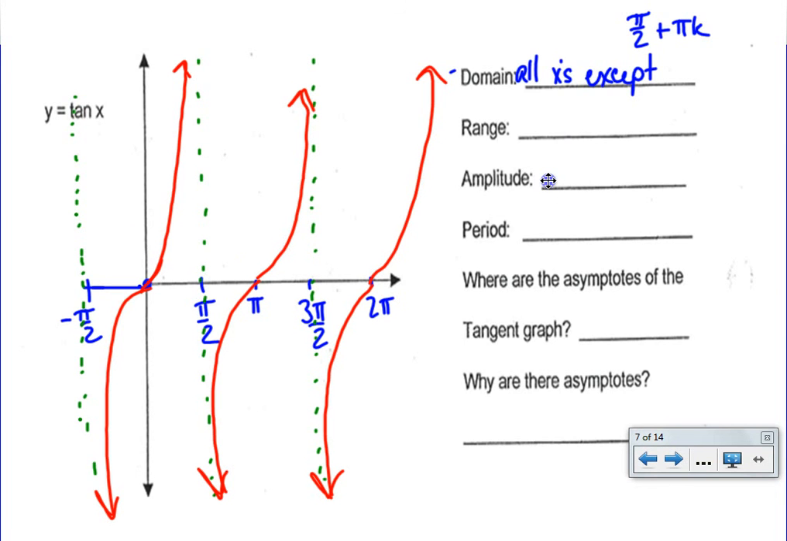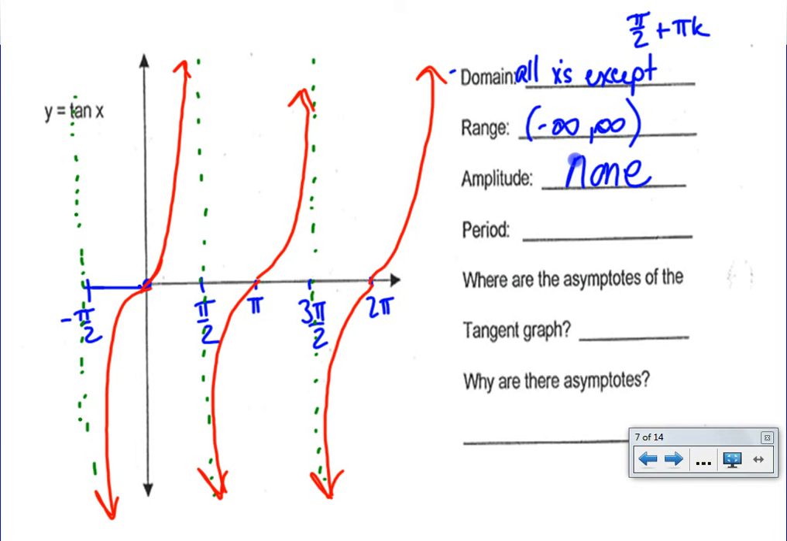Talk to me about range. How low, how high does it go? Ah, forever. Negative infinity to infinity. Again, you could put all reals. That would be the same thing. What do you think about amplitude? How high does it go from the center line? It goes forever, so there's none.